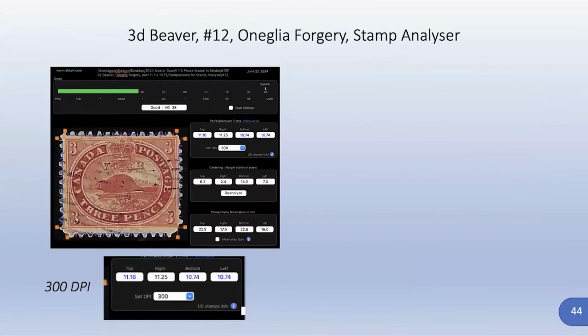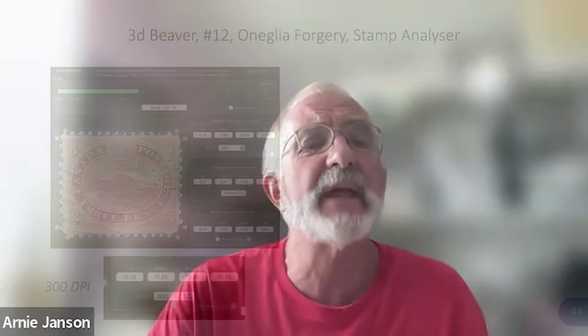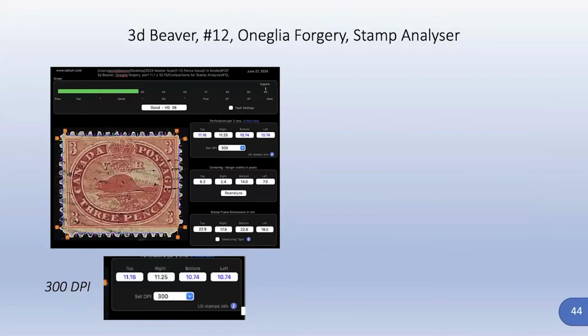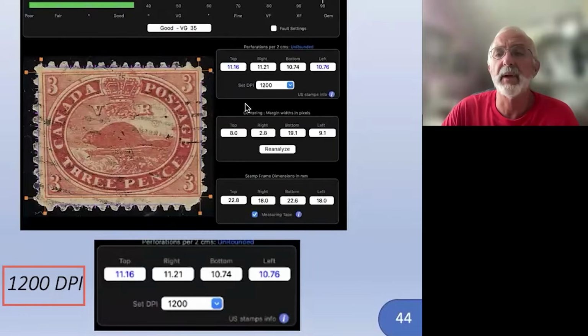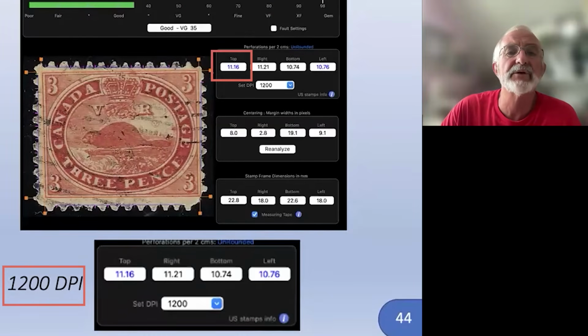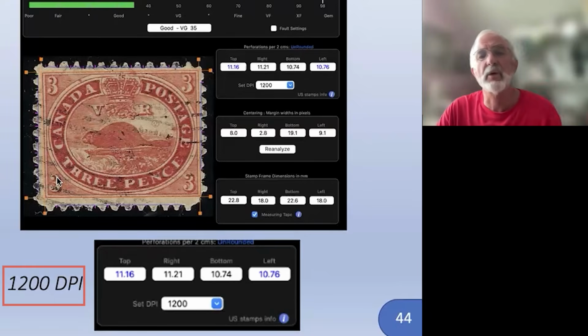So to tell, I went through using a stamp analyzer app. I was curious to know how accurate Panelli was in his forgeries in terms of the dimensions of the stamp. And the stamp analyzer app is a tool that measures the perforations. And in this case, I was using the ruler function. Down here is a ruler function, 1200 DPI. What's important here, perforations 11.16, 11 and a quarter. I wasn't looking at the perforations for the forgery.